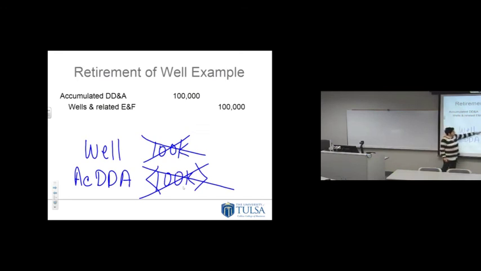I've got the wells and equipment at $100,000 that comes off. I've got my contra asset or my negative asset, accumulated DD&A. We're going to assume there's $100,000 in there because those costs were written off as this well produced, and that comes off. So the net book value was changed by 0.